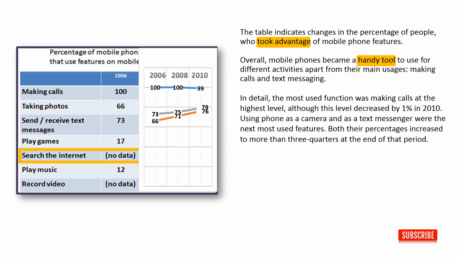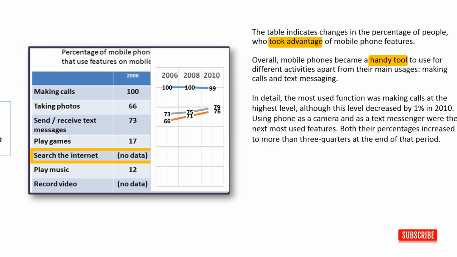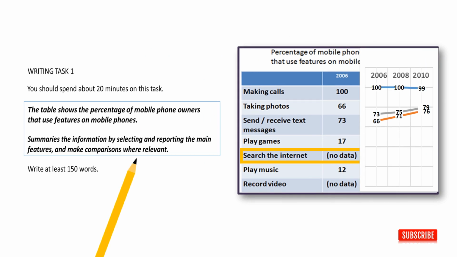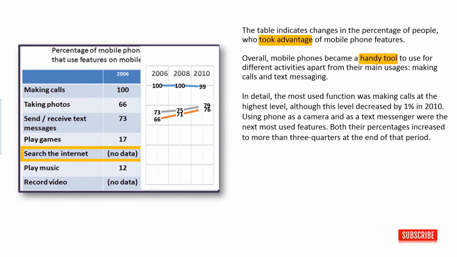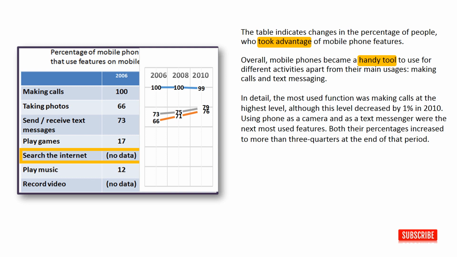Here, I described each trend with only one main feature. Why is that? Well, if we have a look at the question card, it is written that summarise the information by selecting and reporting the main features. So, I selected and reported 3 similar trends into one paragraph, because each trend can be ranked by its rate. In other words, the percentage of making calls is the first highest figure in all 3 years. Similarly, the percentage for text messaging is the second highest figure in all years. And taking photos come third.